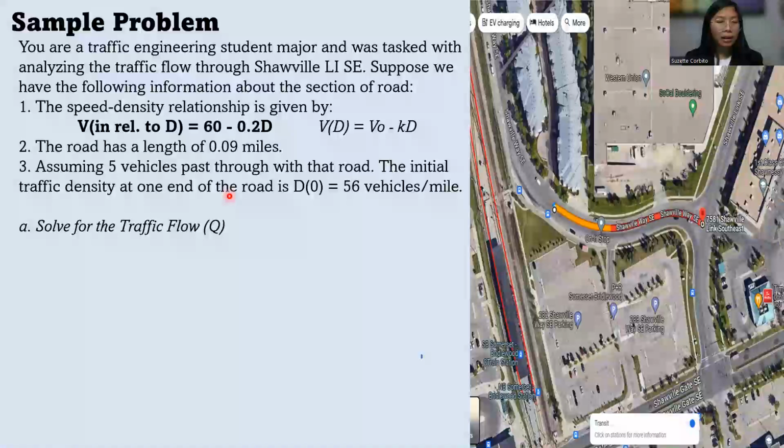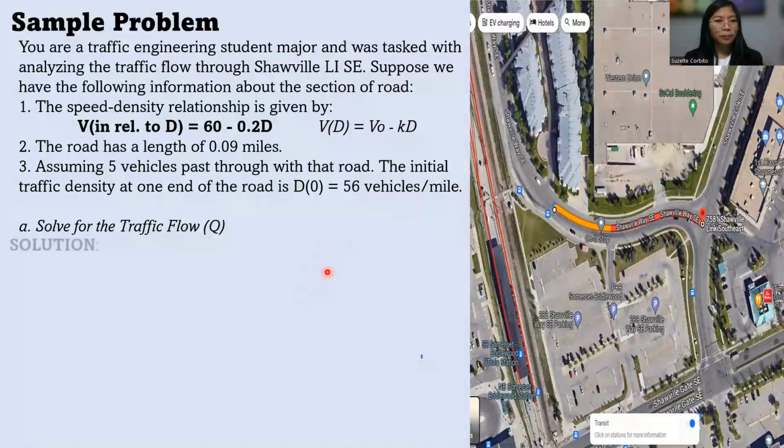And the road has a length of 0.09 miles. Assuming that 5 vehicles pass through that road, the initial traffic density at one end of the road is 56 vehicles per mile. This 56 vehicles per mile was calculated by dividing the number of vehicles passing through that road, which is 5, over 0.09 miles. So this is the 56.